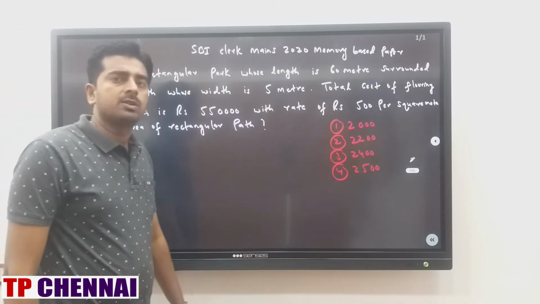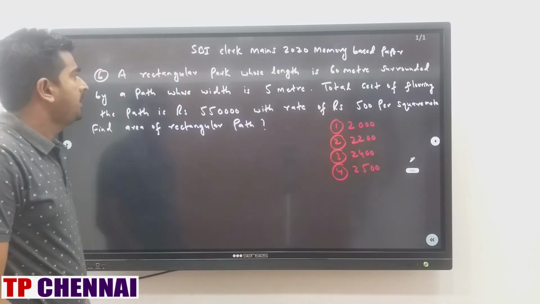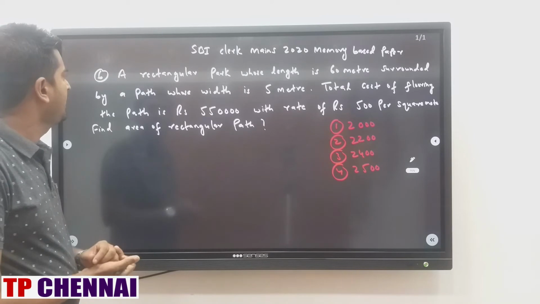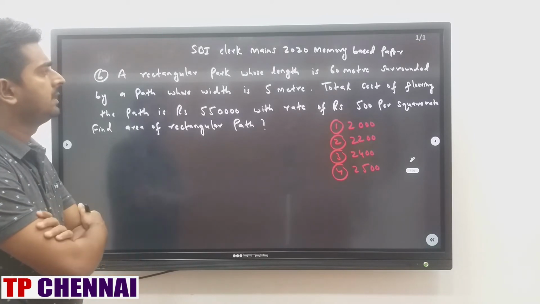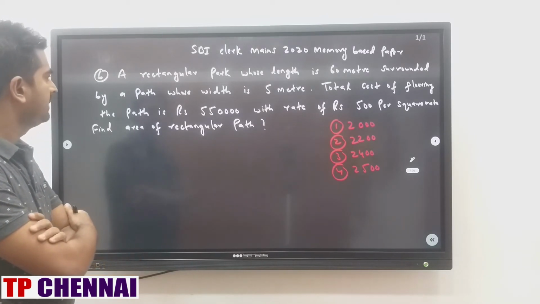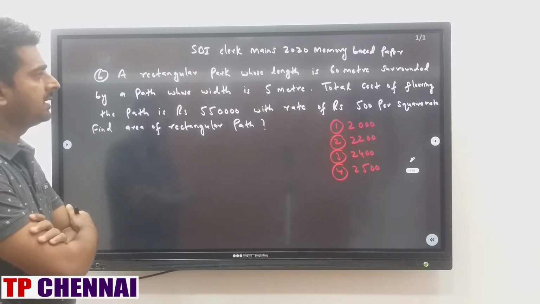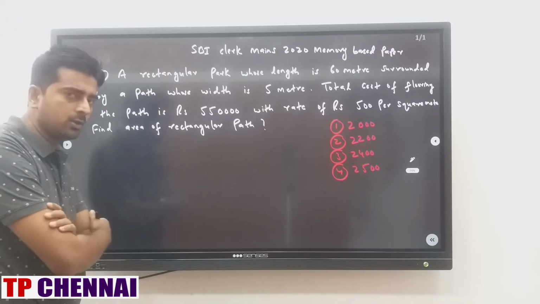So now we will see question number 6. A rectangular path whose length is 60 meters is surrounded by a path whose width is 5 meters. The total cost of flooring the path is rupees 5,50,000 at the rate of rupees 500 per square meter. Find the area of the rectangular path.